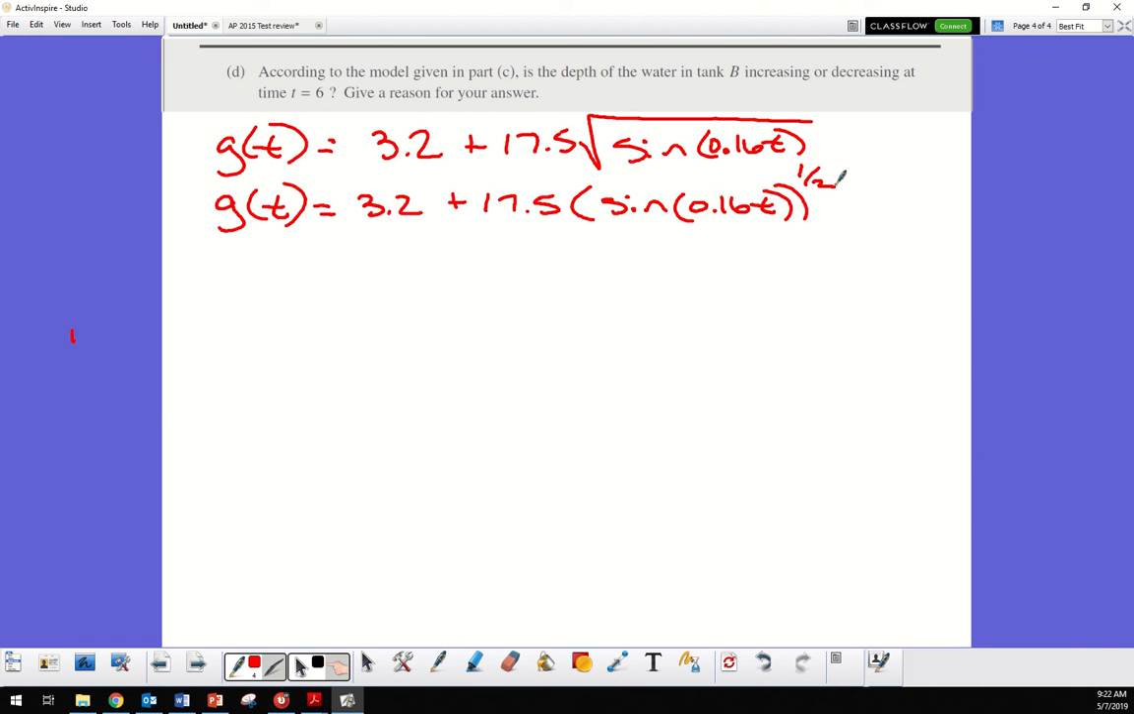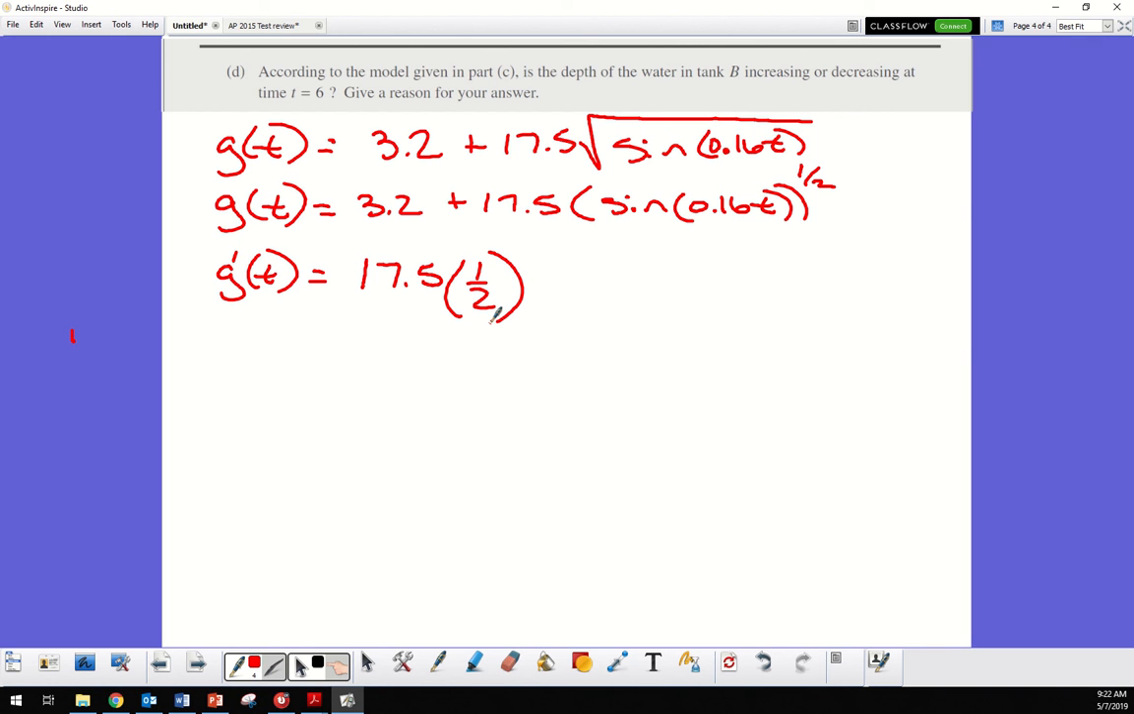All right, let's go ahead and do this. We got some chain rules going on here, don't we? So g prime of t is going to be the derivative of that, which is going to be, let's see, that goes away. It's going to be 7.5 times 1/2, right?